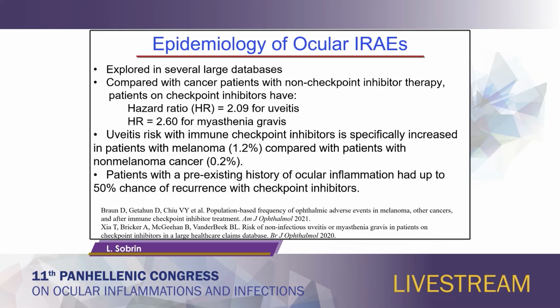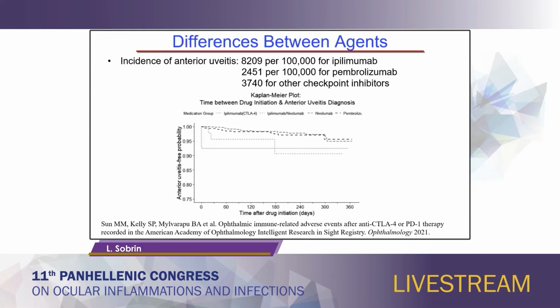And finally, in our patients who already have a history of ocular inflammation before they start them, these patients have an up to 50% chance of recurrence of their inflammation once they start the drugs. We've also learned from these studies that there are differences between the drugs, with ipilimumab having the highest rate of incident anterior uveitis, and pembrolizumab and nivolumab having lower rates. This is a study done from the American Academy of Ophthalmology's IRIS database, showing here clearly the patients that receive ipilimumab have a higher rate of developing anterior uveitis.